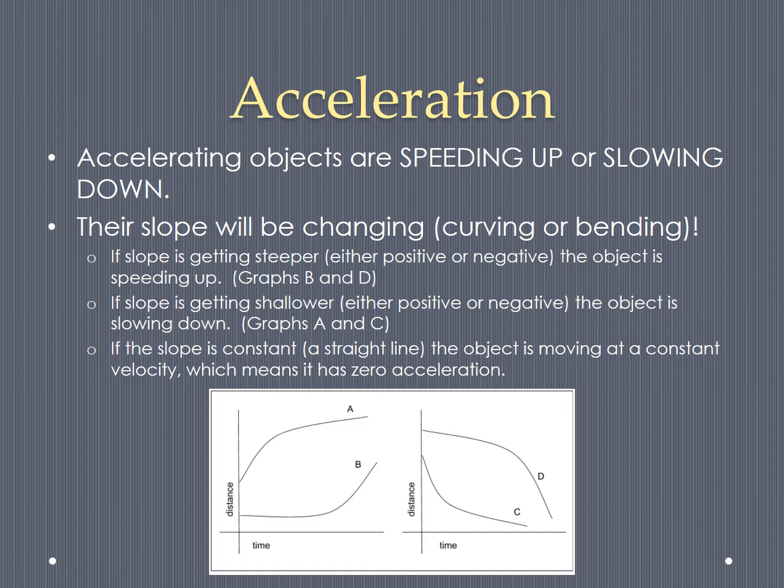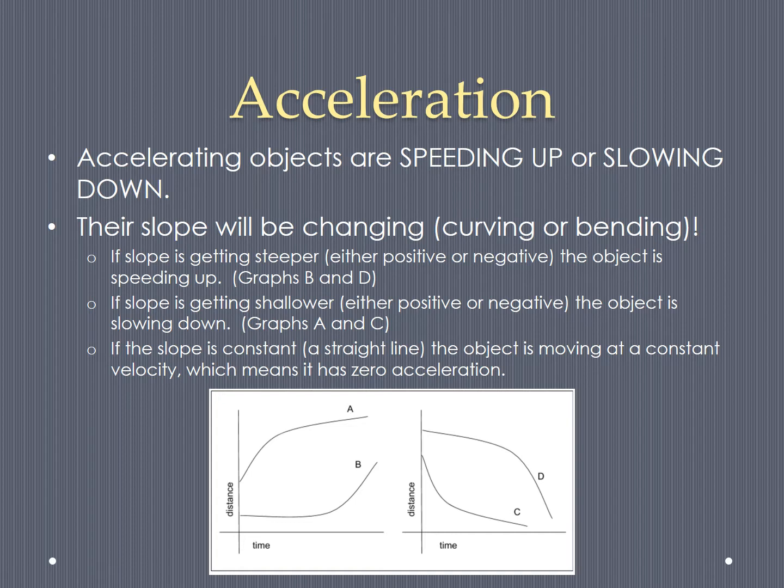If the slope is getting steeper, either in positive or negative, the object is speeding up. So the graphs below that show this are B and D. If the slope is getting shallower, meaning the steepness of the line is getting shallower, the object has to be slowing down. So graphs A and C show that it started off steep and then it started getting more gradual, a shallower slope.